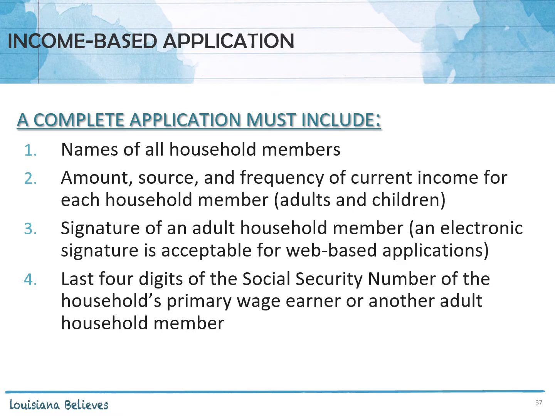A complete income-based application must include the names of all household members. Number 2, the amount, source, and frequency of current income for each household member, adults and children. Number 3, the signature of an adult household member. An electronic signature is acceptable for web-based applications. And number 4, the last 4 digits of the Social Security number of the household's primary wage earner or another adult household member.